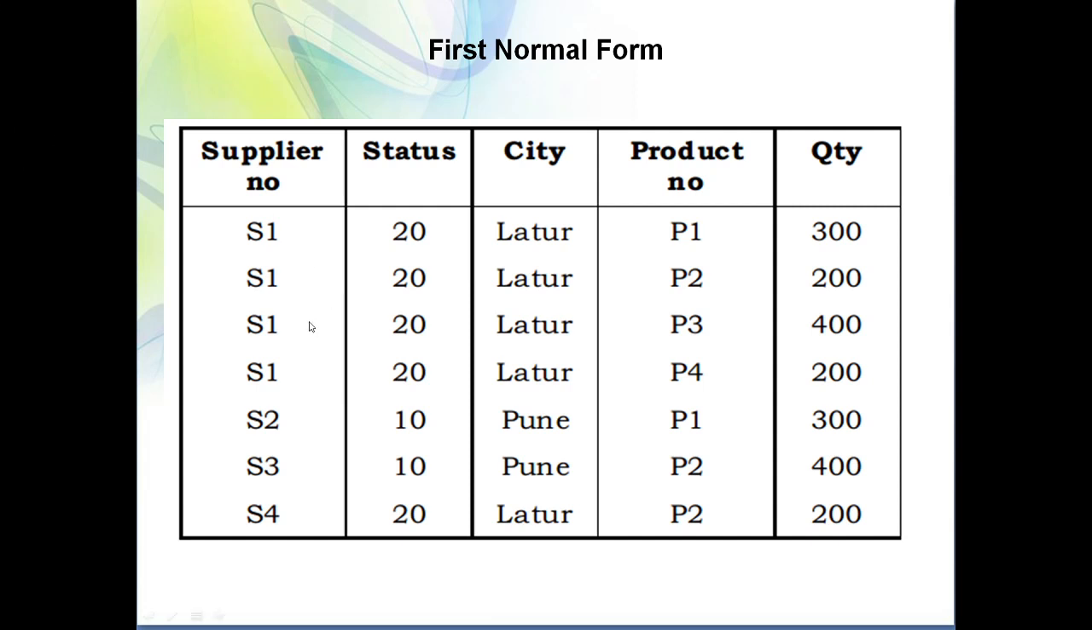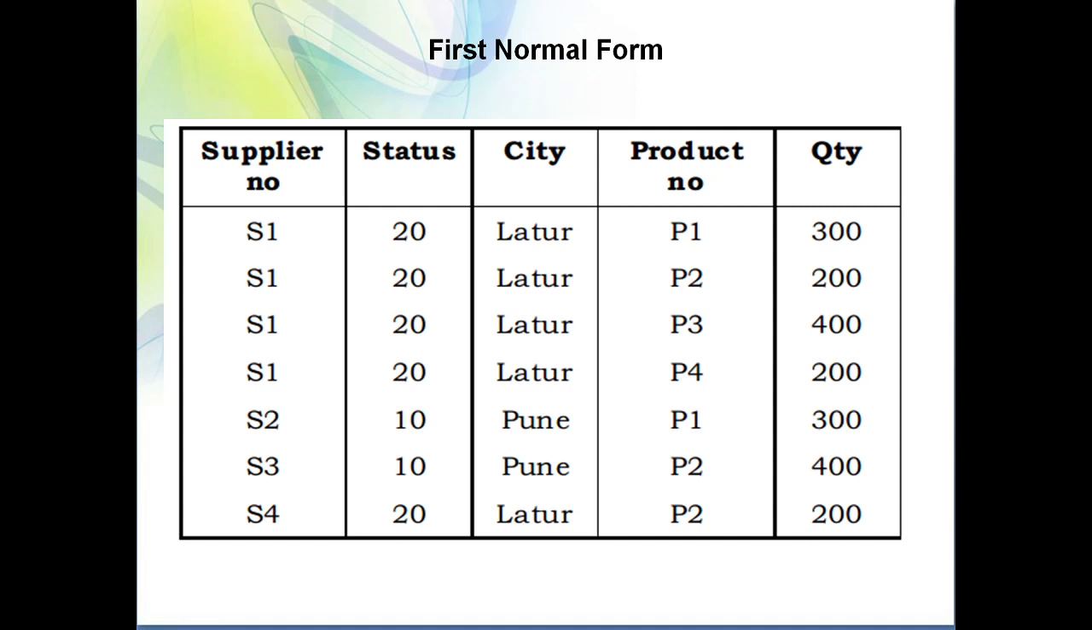For that purpose, you first need to decide the primary key. What is the primary key for this table? Can I say only supplier number is a primary key for this table? Suppose I say supplier number S1, can I uniquely say 300 as a quantity? No. That's why in this table only supplier number is not a primary key. So the combination of supplier number and product number acts as a primary key. So my primary key is formed with two attributes, supplier number and product number. They are called key attributes, whereas status, city and quantity are called non-key attributes.